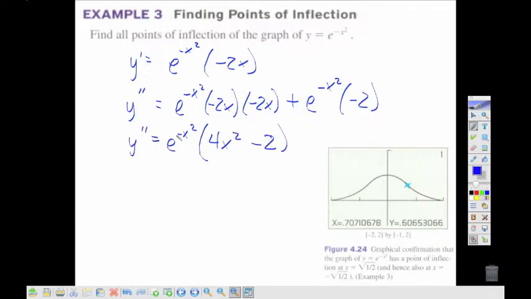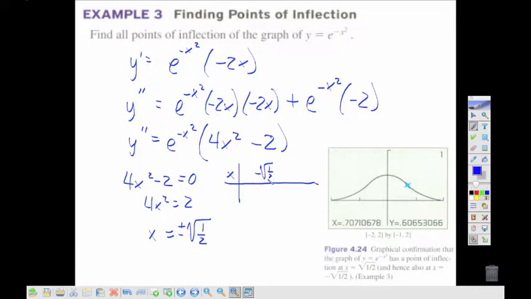So if we want to set this equal to 0, notice that e to a power is never going to be equal to 0, so we'll only be looking at 4x squared minus 2 and setting that equal to 0, leaving us with plus or minus the square root of 1/2. Looking at these values, negative square root of 1/2 and the square root of 1/2, these are where our second derivative is equal to 0. We look at what's happening between those.